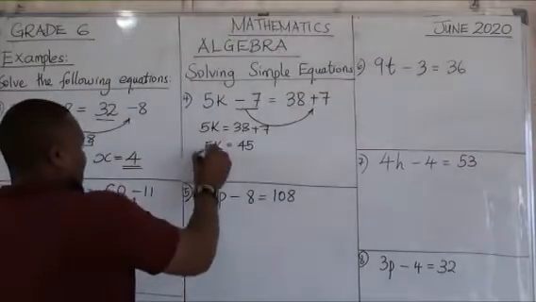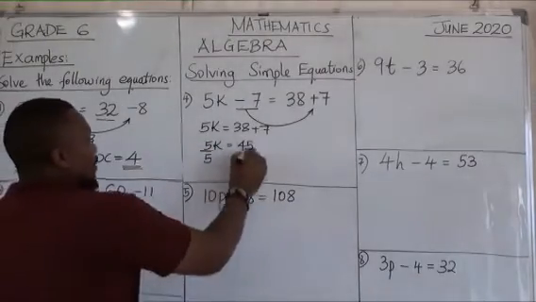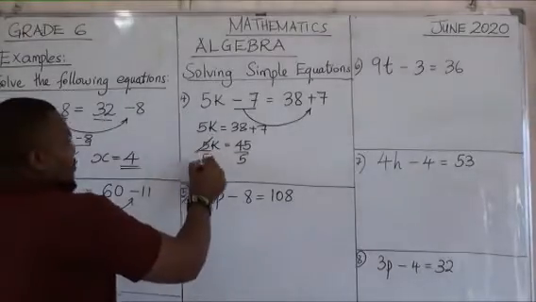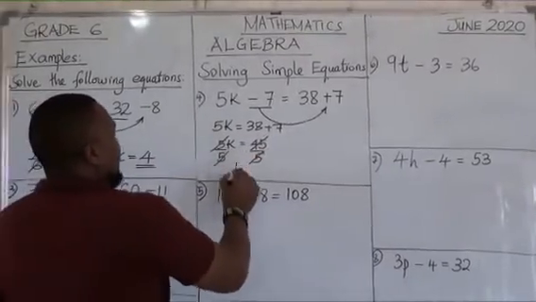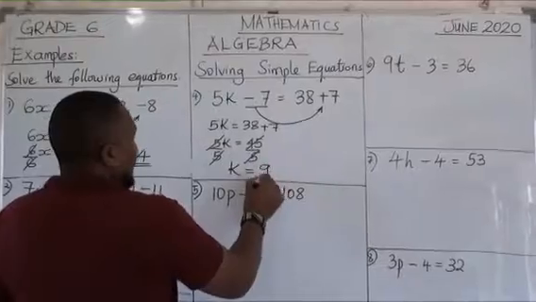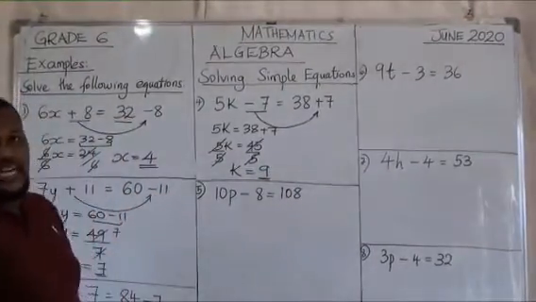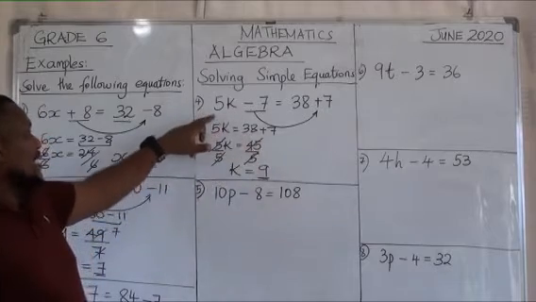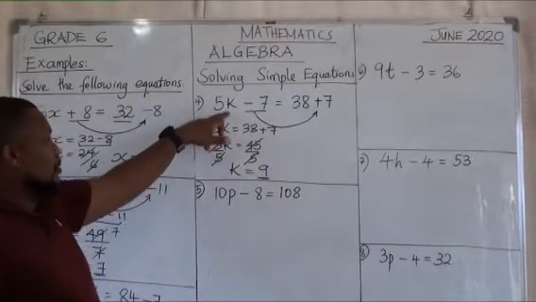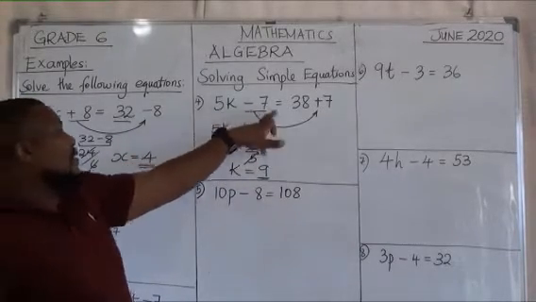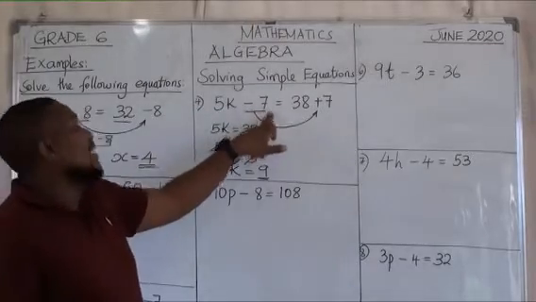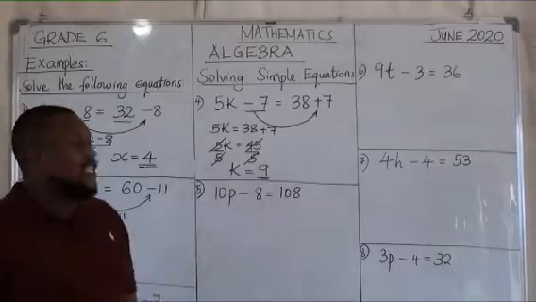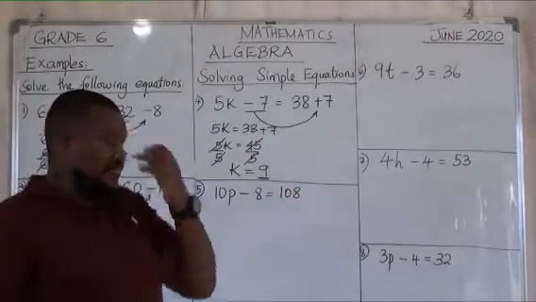Eliminate the coefficient by dividing by 5. And remember to divide both sides by 5. Whereby we shall have the value of k is equal to 9. As I said earlier, you can try to see if you got it correct. Take the value of k and say 5 times 9, which gives you 45. 45 minus 7 will give you 38. By so doing, you shall have proved that your answer is correct.